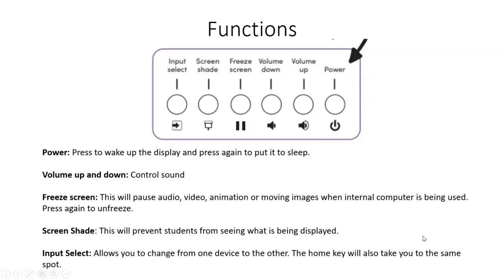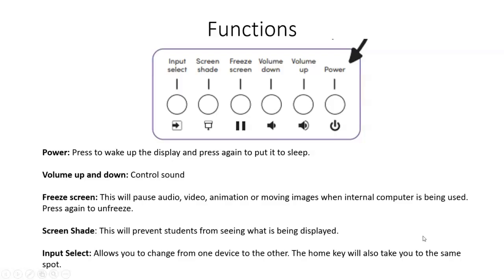Then you have your shade button. So if there's something on the screen that you do not want your students to see, you can press that button and it'll block out what's being seen. And then when you're ready to show them, you can hit that button again. It'll remove the shade and the students will be able to see what you have on your screen.